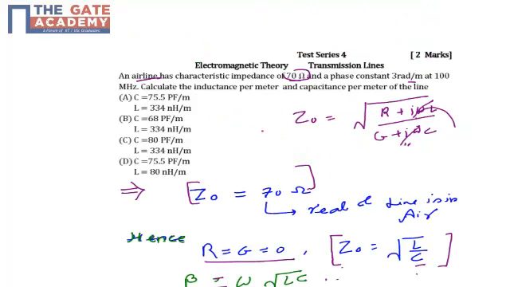So in our case, the correct option is L is 334 nanohenry per meter and C is 68 picofarad. The correct option is option B.